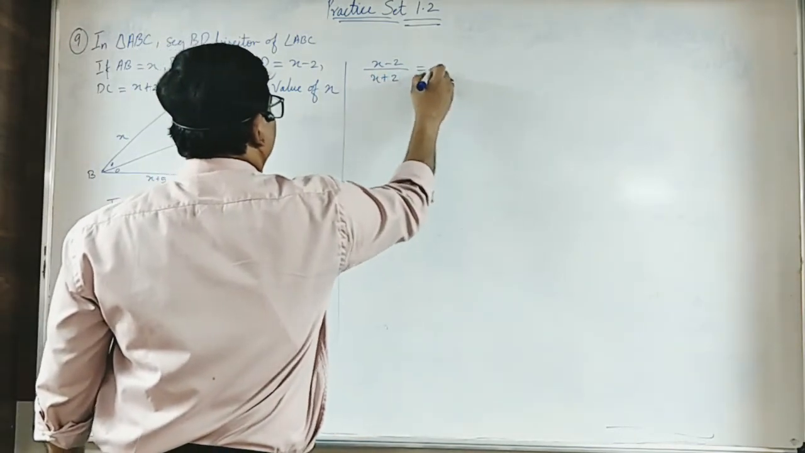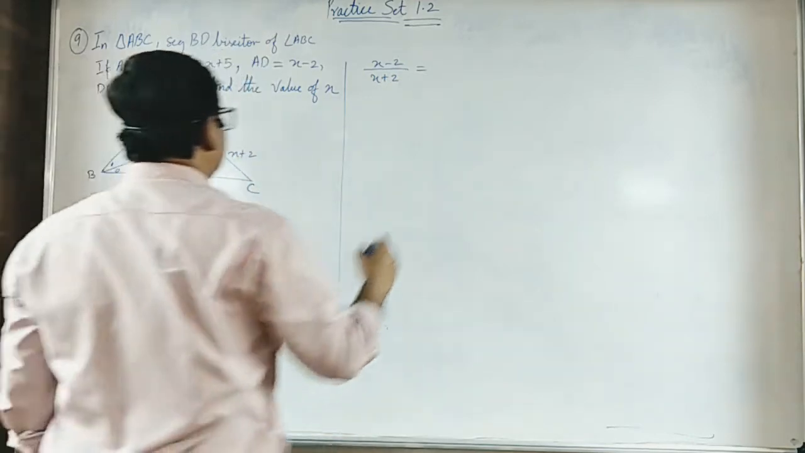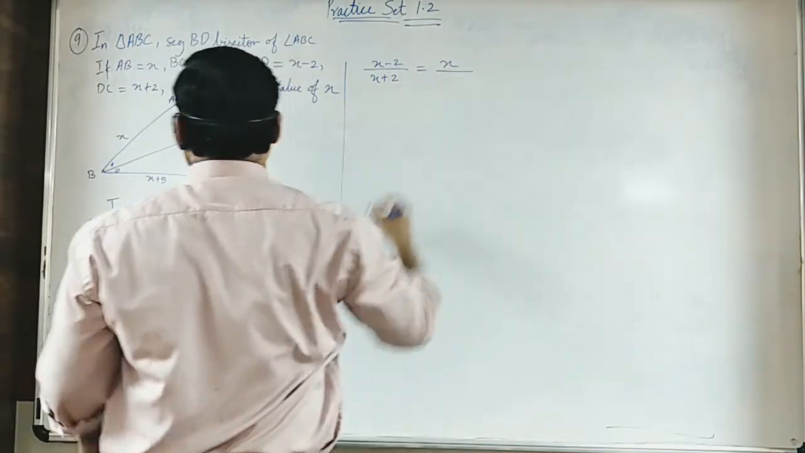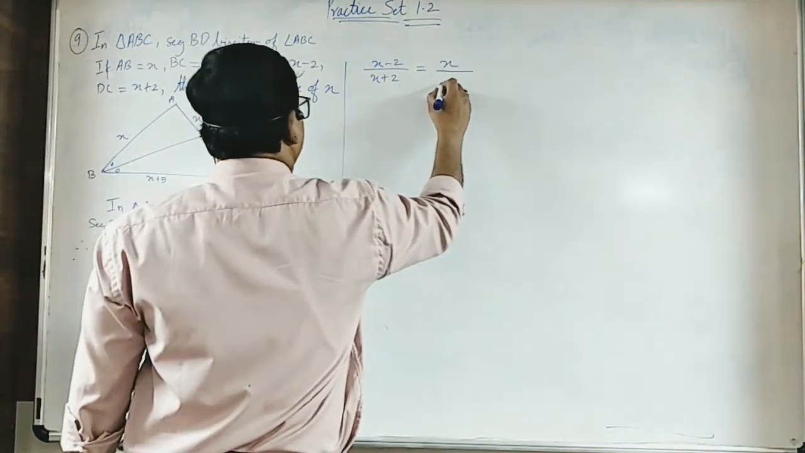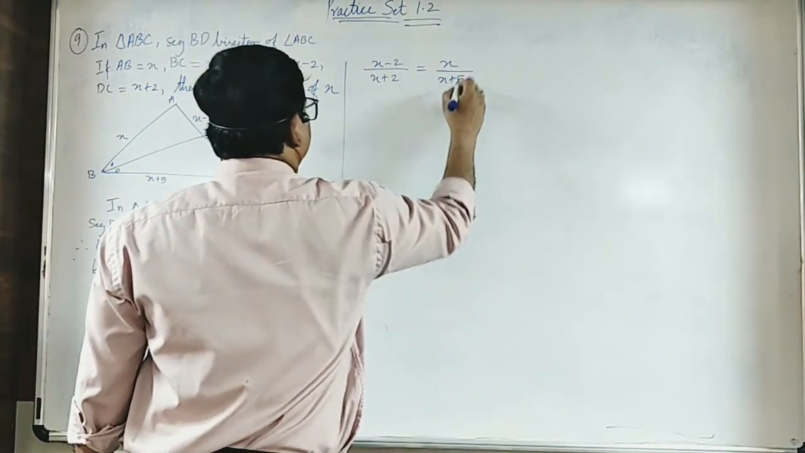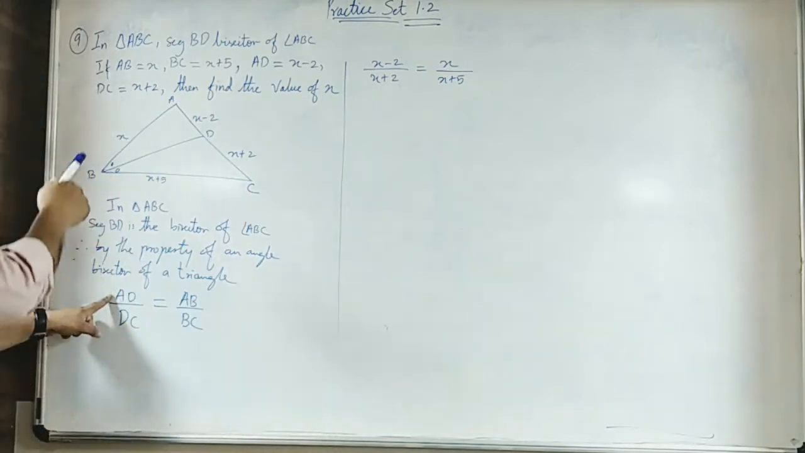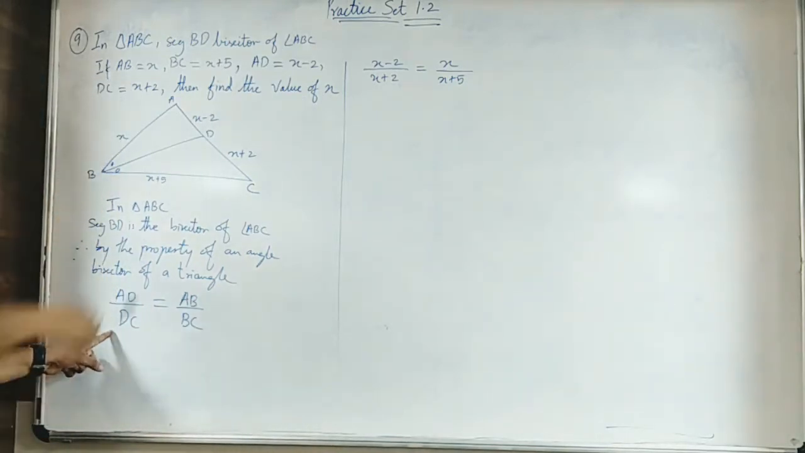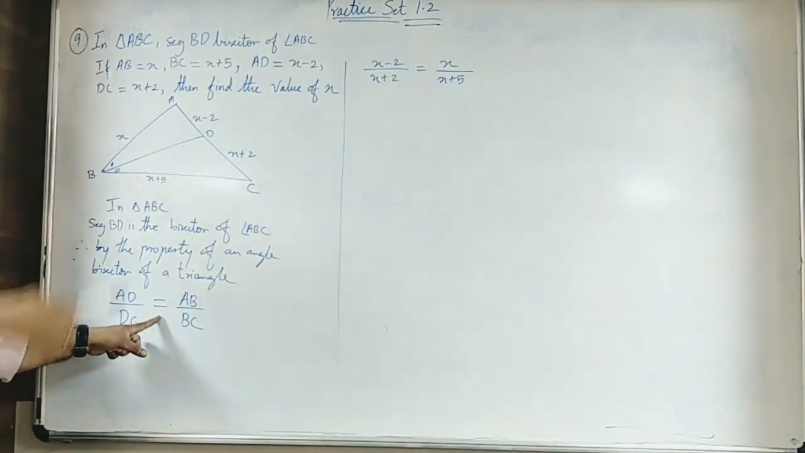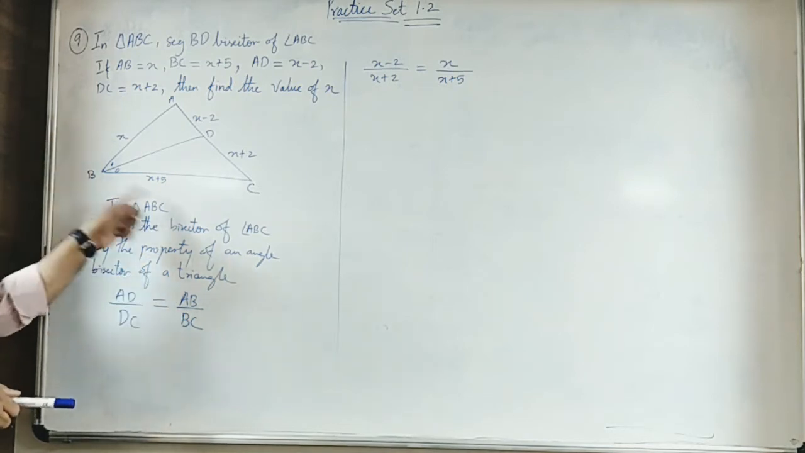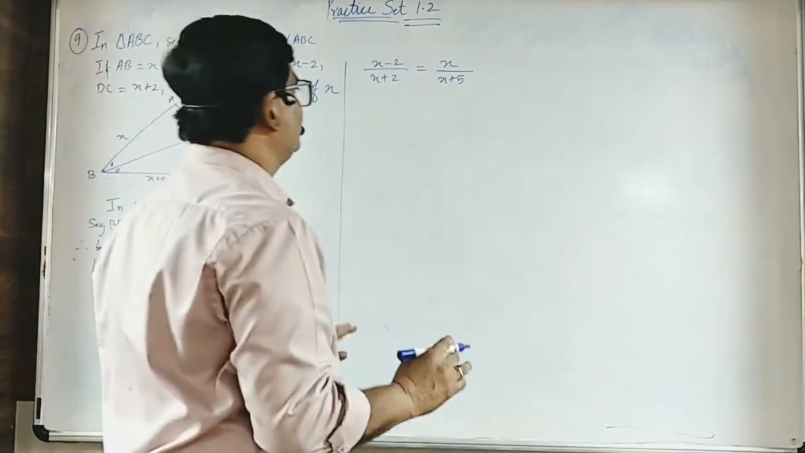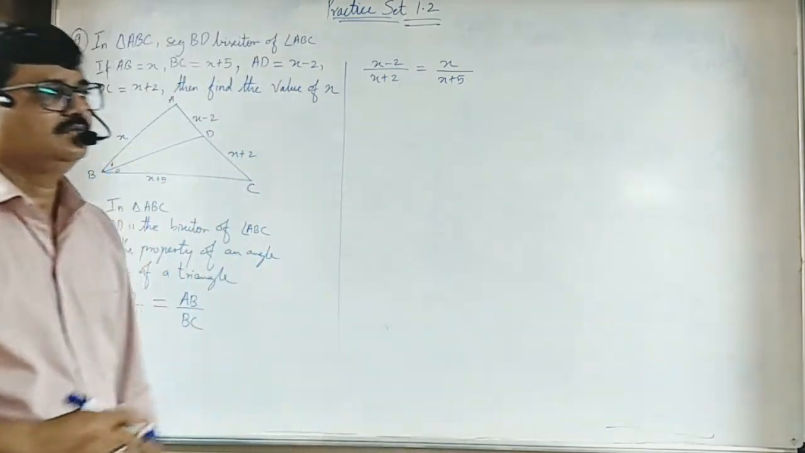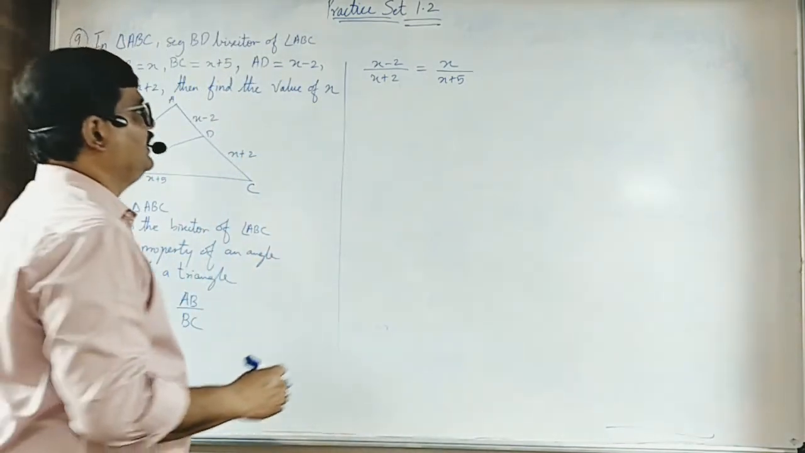X minus 2 upon X plus 2 is equal to AB, whose value is X, upon BC, whose value is X plus 5. Is that correct? You have AD as X minus 2, DC as X plus 2, equal to AB as X, BC as X plus 5. Now what has to be done? It's very simple. You just have to cross multiply. So when you cross multiply, what will happen?